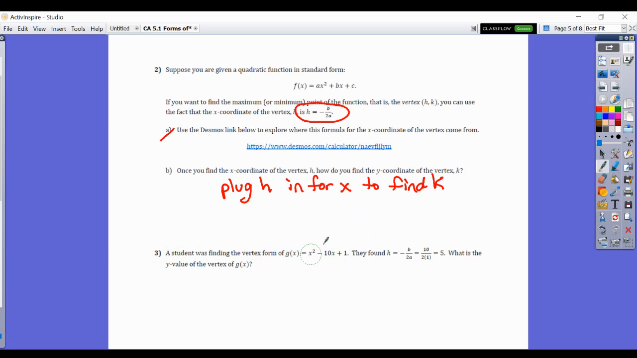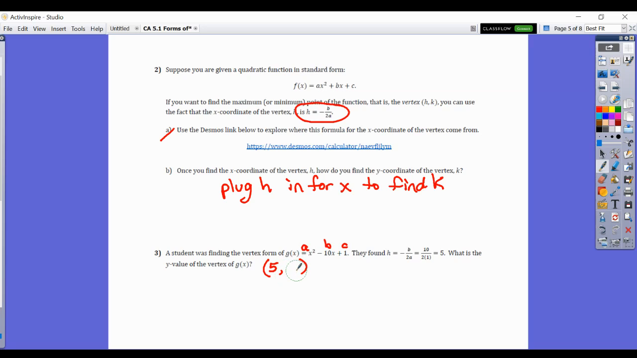So here's an example. We have a quadratic function in standard form. The student already did the negative b over 2a part. Remember, this is your a, b, c. So they took negative b, which is positive 10, over 2 times 1, which equals 5. So that's my h is 5.